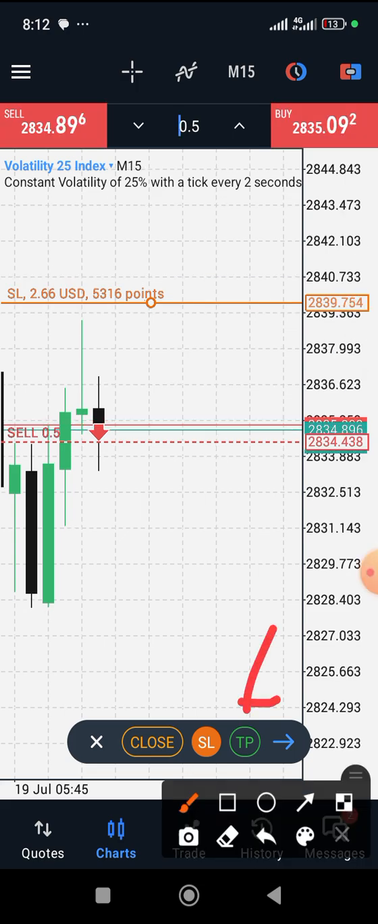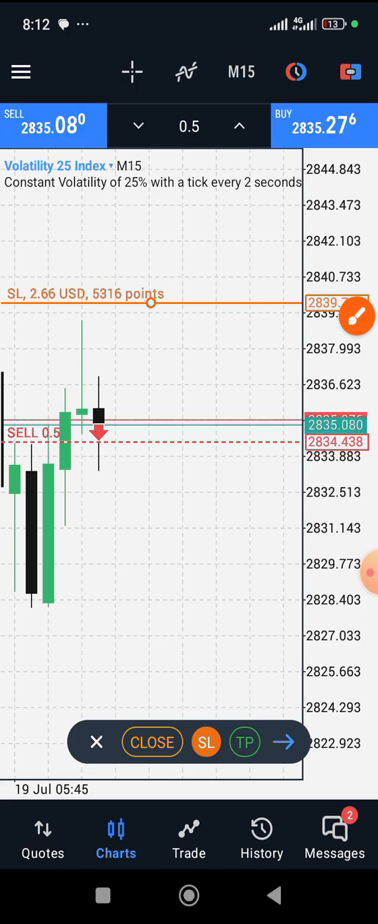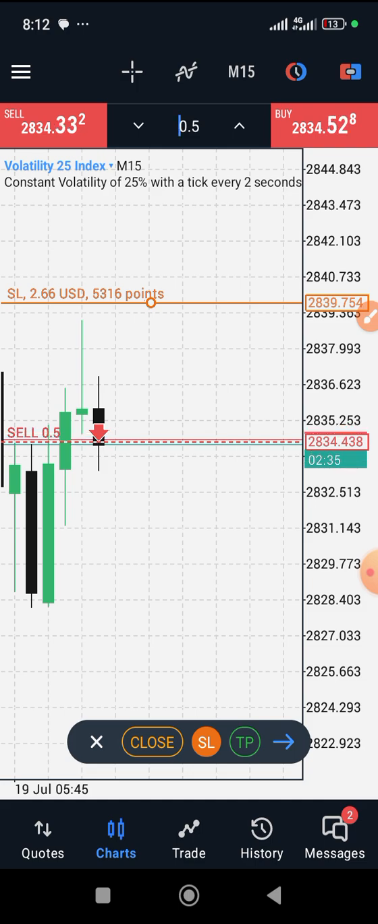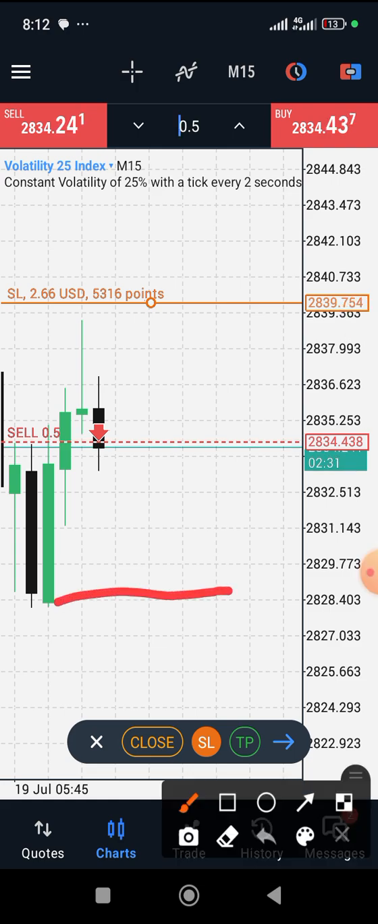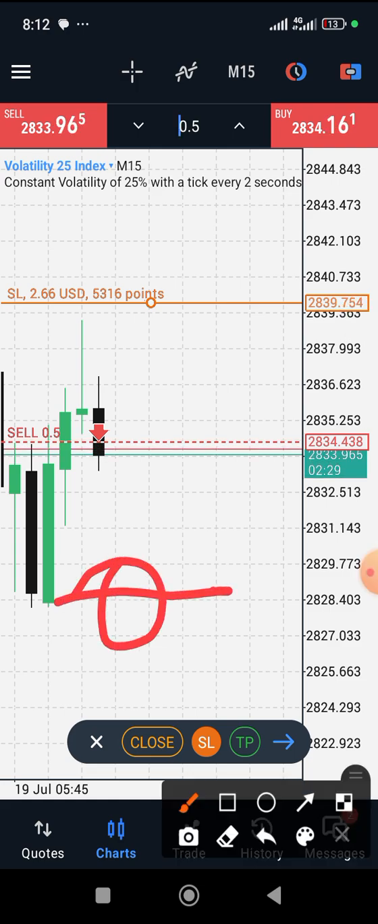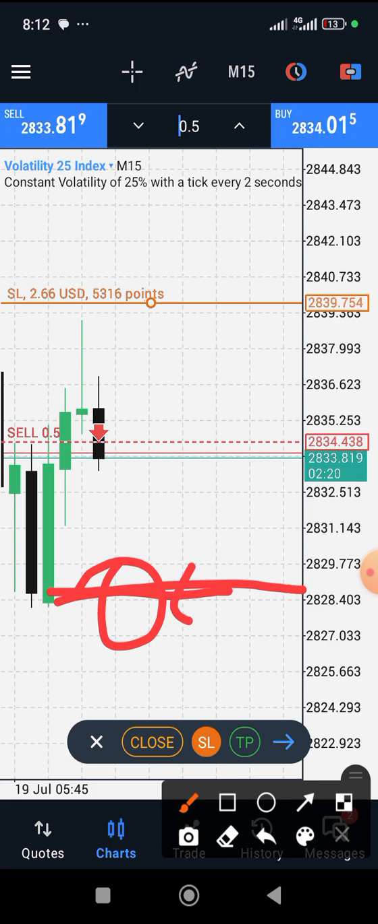TP is where the market should reach, and the algorithm should automatically help you close the trade in profit. So when the market price reaches a particular place, that's where you put your take profit price. TP means take profit price. SL means stop loss. If you put your take profit price here, you are saying that when the market price reaches here, the algorithm should close the trade in profit.